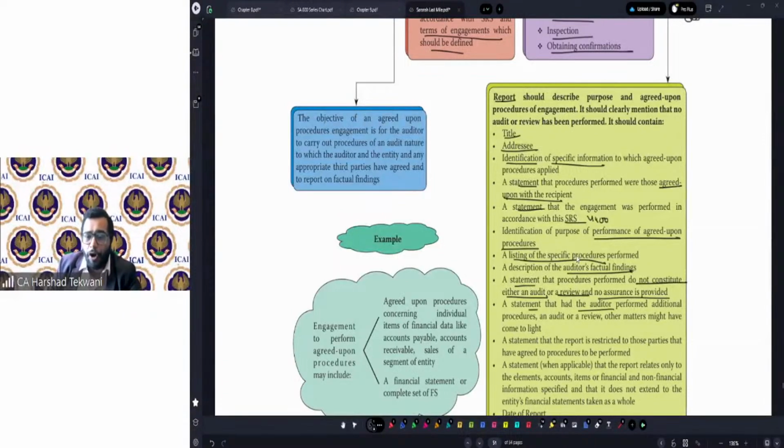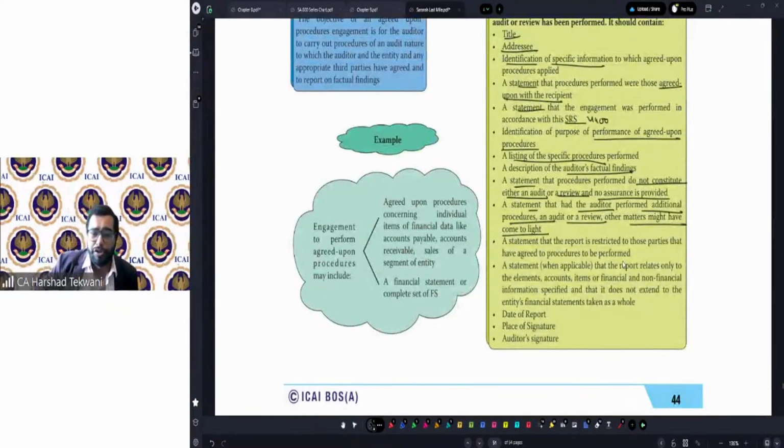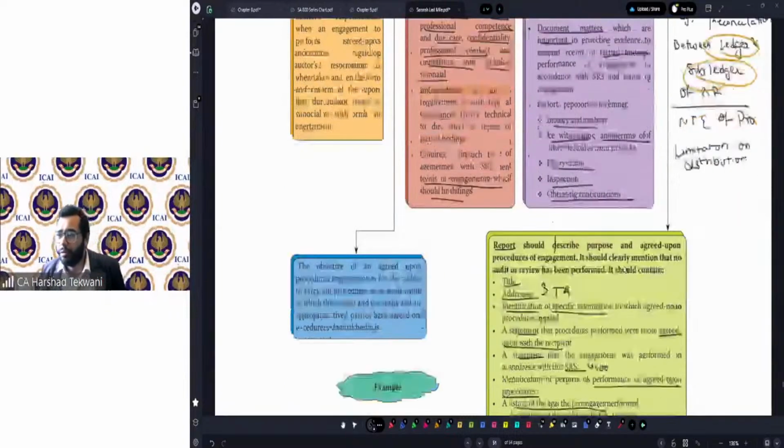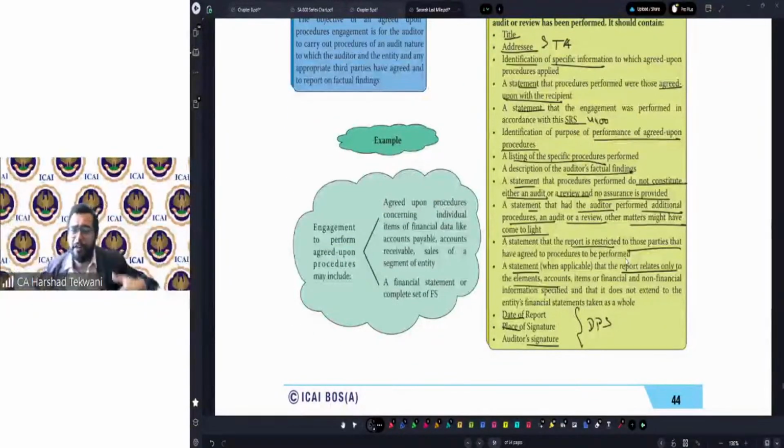And a statement, very important, that if the auditor had performed any other procedures or an audit or a review, other matters might have come to light. Meaning if the auditor would have performed the audit of the AR, then there were chances that other matters might have come to the auditor's attention, which right now are not being looked into because we are not performing audit. A statement that the report is restricted to those parties for which it is being prepared. A statement that this report particularly applies to specific elements, for example, AR listing, AR ledger and subledger. And you have a DPS, that's the date, place and signature. This is DPS, and this is TA and other information. So between TA and DPS, you need to have this other information in your report.